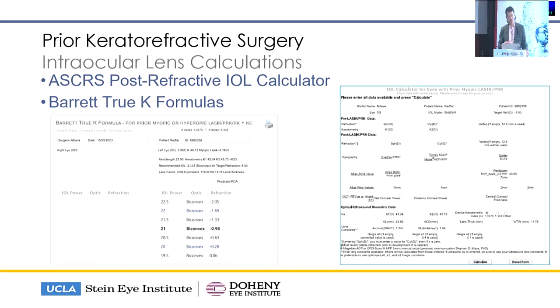Again, remember, this patient's had prior LASIK surgery, so you also need to account for that. Everybody has their preferred formulas or techniques for adjusting IOL power calcs in patients with prior refractive surgery. In this case, I usually use the ASCRS post-refractive IOL calculator and the Barrett True-K, which is in the ASCRS, but I also use it separately as well.